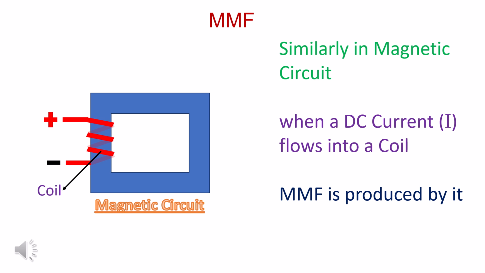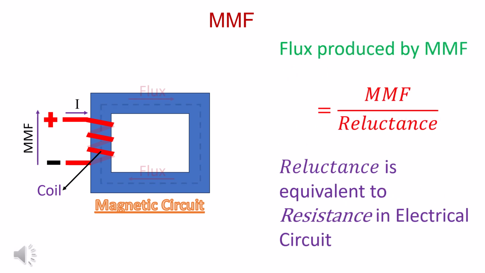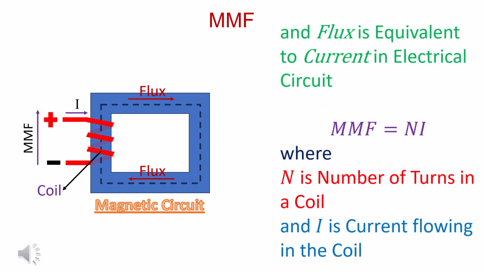Similarly, in magnetic circuit, when a DC current flows into a coil, MMF is produced by it. Flux produced by MMF is equal to MMF divided by reluctance. Reluctance is equivalent to resistance in electrical circuit, and flux is equivalent to current in electrical circuit. MMF is equal to Ni, where N is number of turns in a coil and I is current flowing in the coil.